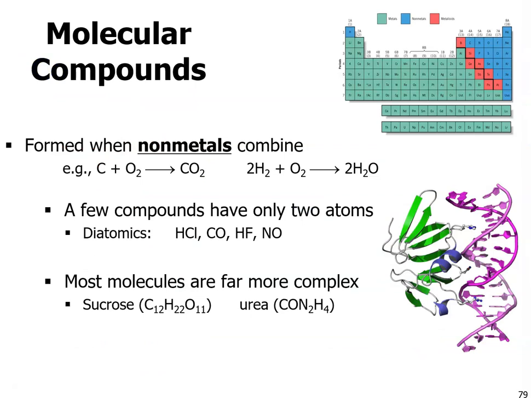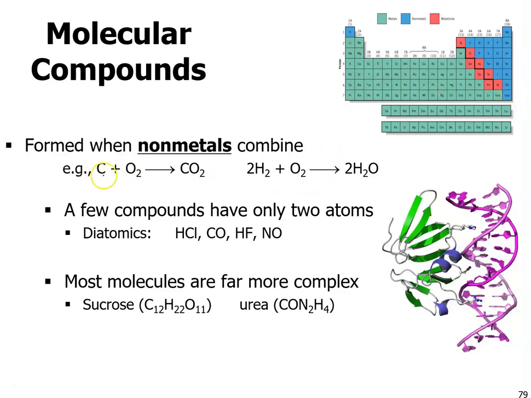Molecular compounds are formed when non-metals combine. So if we're looking at our periodic table on the top here, we can see these elements in blue are non-metals. So it's a really small version. It's a small number of elements that we're looking at for molecular compounds. This is really the basis for organic chemistry when we're looking at just these non-metals.